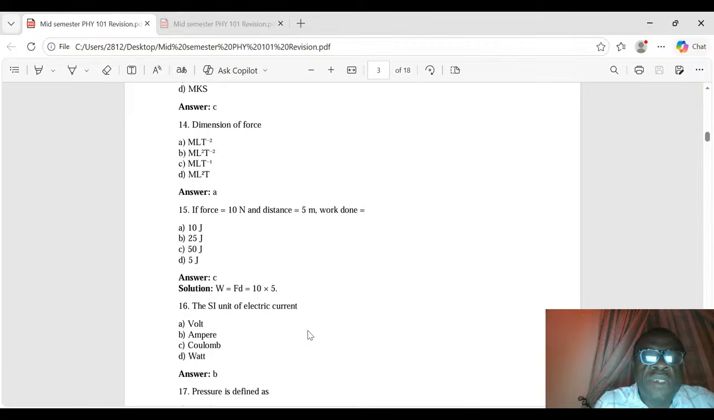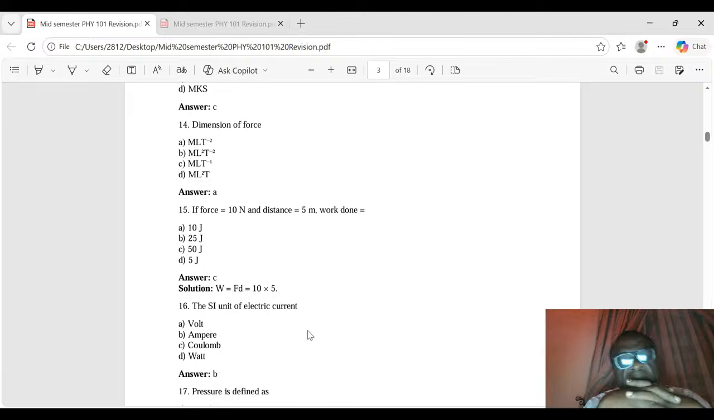If force is equal to 10 Newton and distance is equal to 5 meters, work done is equal to what? Work done is equal to force times distance, and that will be 10 multiplied by 5, which is 50 joules. And the correct answer is C.